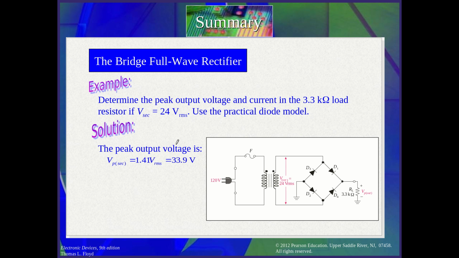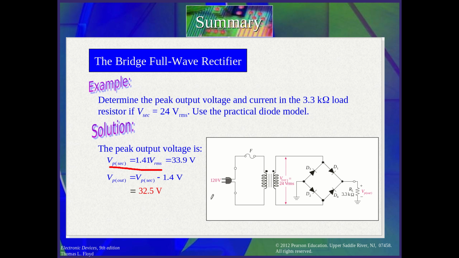here, this is the equation to take the peak voltage from the VRMS. The RMS voltage multiplied by 1.41, or the square root of 2, gives the V peak, which we take here in the positive half cycle and the negative half cycle.